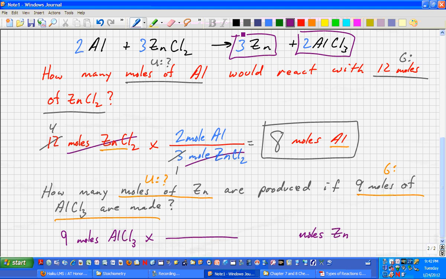You'll notice that it's the given material on the bottom. So it's the 2 moles of aluminum chloride on the bottom. Again, I'm getting this from my balanced equation up here. It's the coefficient that goes in here, right there. And on top is going to be the 3 moles of zinc. So it's my unknown over my given. Again, that comes from this part of the balanced equation. There's my coefficient.